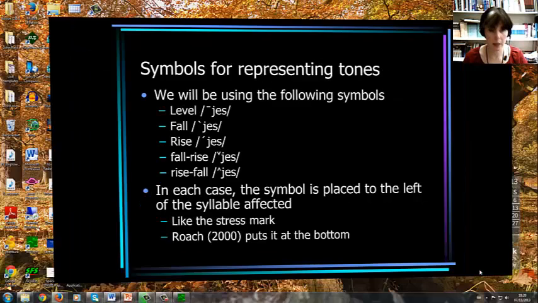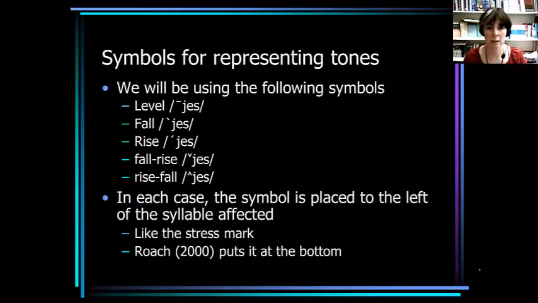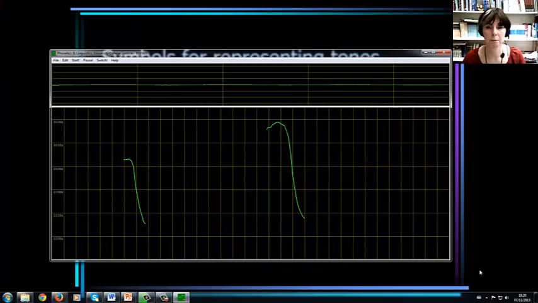Okay, let's see if I can get these to animate. Oh, press the button again. So let's do this again. So I'm going to do a level tone followed by a falling tone followed by a rising tone followed by a fall rise followed by a rise fall.